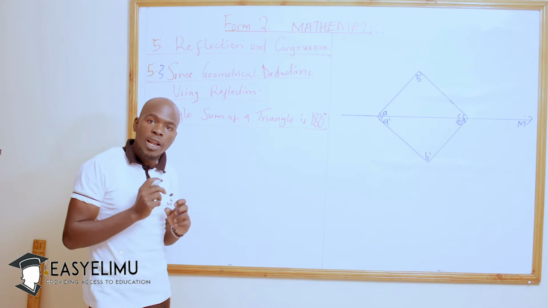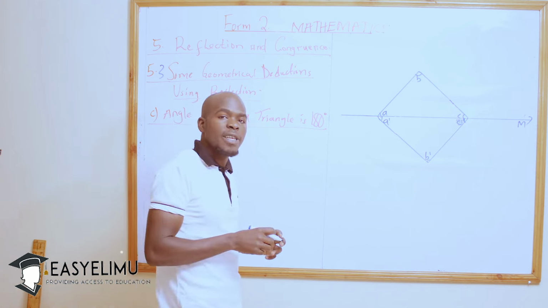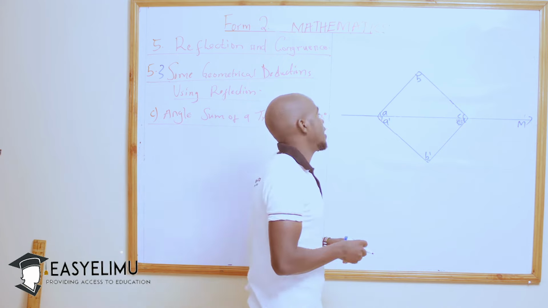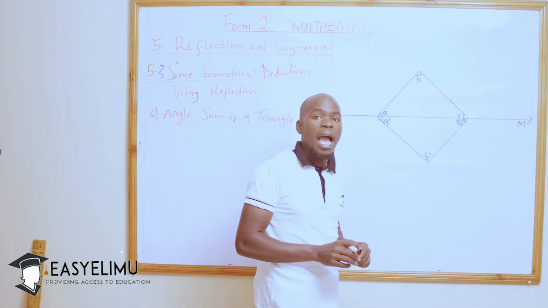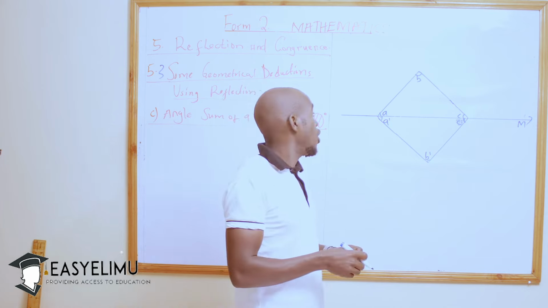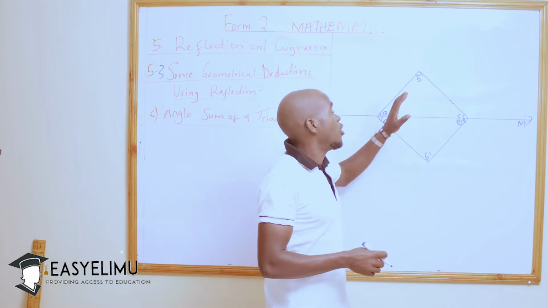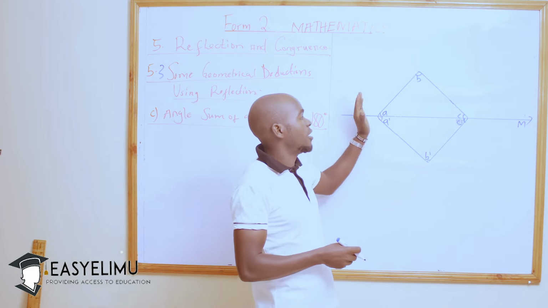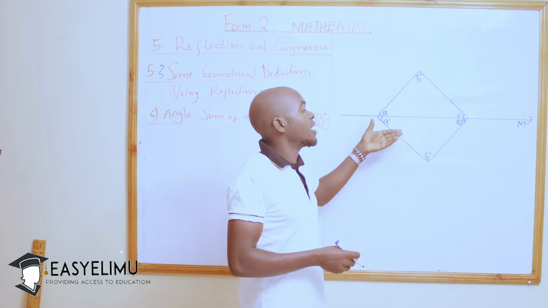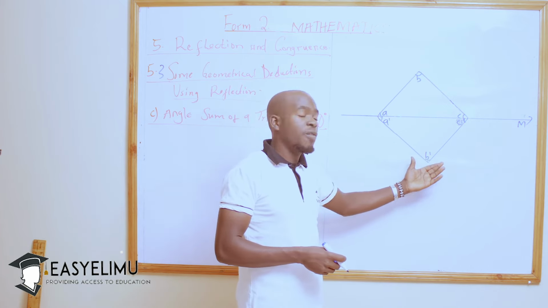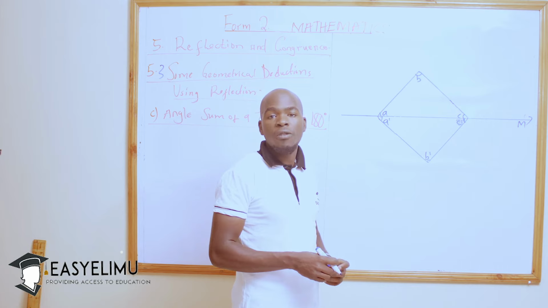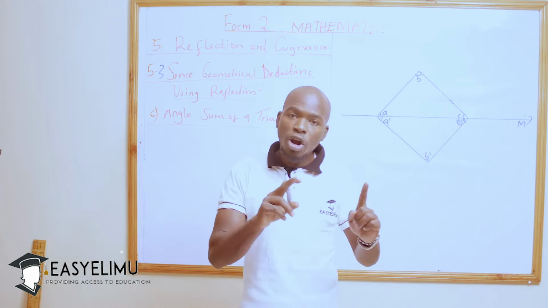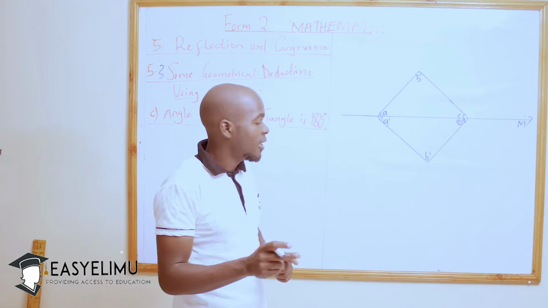Since we said in reflection the image formed is the same size and shape as the object, it means the angles of the image are the same as those of the object. And as you can see from this figure, it is forming a quadrilateral. If you add the angles in a quadrilateral, you will find that they sum up to 360 degrees.